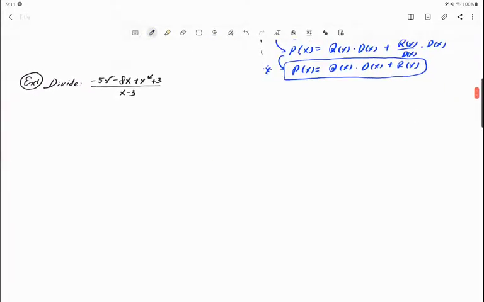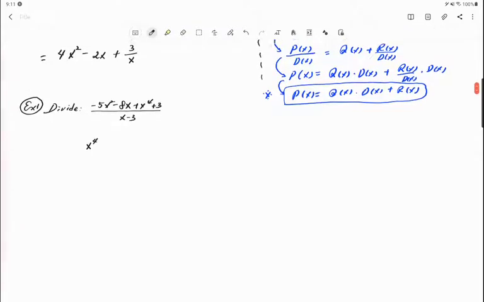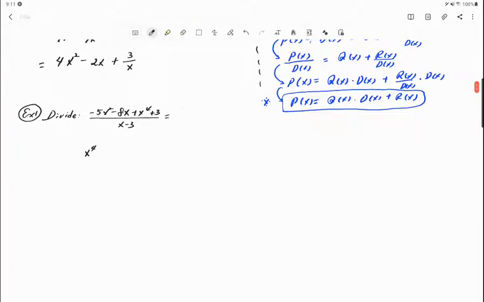Alright, then let's divide this polynomial by x minus 3. So when we write it, divide the dividend, write the highest exponent term first. So it will be x to the fourth power, right? X to the fourth power. So if we rewrite it, this will be x to the fourth power, and then there's no cube term, so write the next one, which is negative 5x squared minus 8x plus 3 divided by x minus 3.